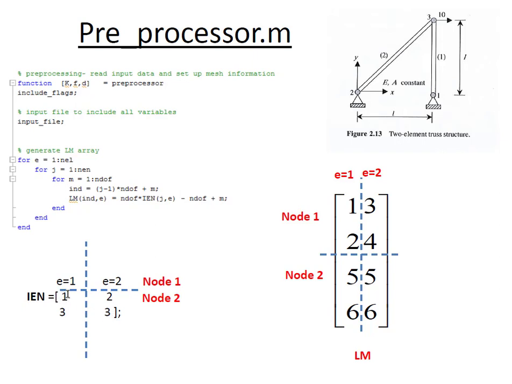Now, node 1 has degrees of freedom equal to 1 and 2. Node 2 has degrees of freedom equal to 3 and 4. Node 3 has degrees of freedom equal to 5 and 6. So in this case, the LM matrix contains the degrees of freedom associated with each element in sequential order. These are the degrees of freedom associated to the first node of that element, and these are the degrees of freedom associated to the second node of that element.